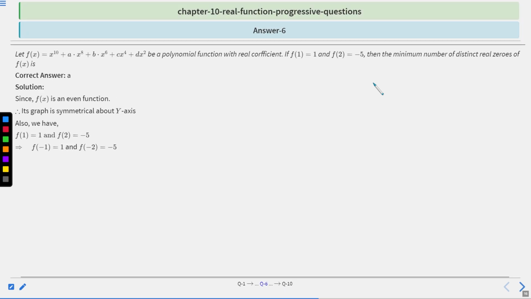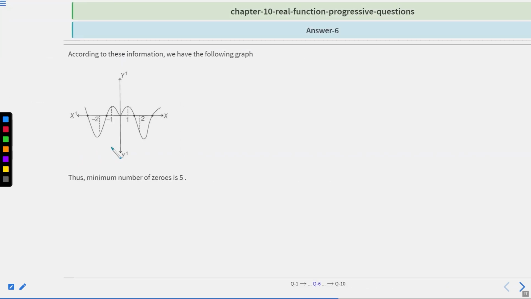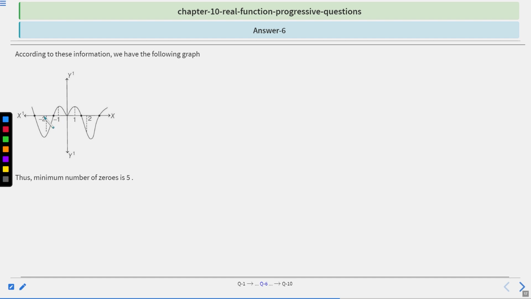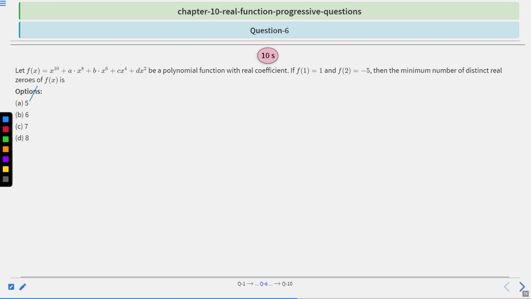Okay, let's move to the solution. Since fx is an even function, its graph is symmetrical about y-axis, right? Also, we have f1 is equal to 1 and f2 is equal to minus 5. Clear? So since graph is symmetrical, f of minus 1 is also 1 and f of minus 2 is also minus 5. So according to this information, we have the following graph. Thus the minimum number of zeros is 5. 1, 2, 3, 4, 5. Clear? So option A is the right choice, 5.